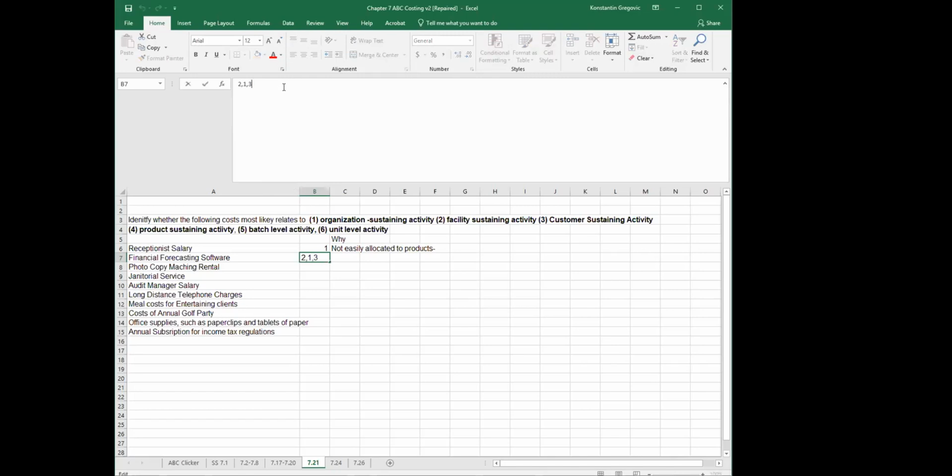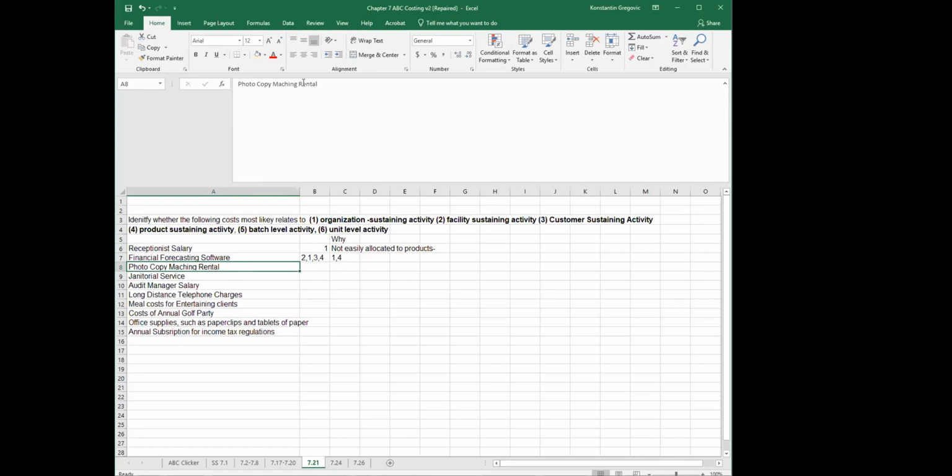You know what? It could also be a four. Maybe I'm estimating product sales as well. So as mentioned, depending on what the financial forecasting software is being used for, it could impact multiple activity levels. More than likely, this one's probably a one and possibly a four. You might be using financial forecasting to estimate product sales as well. And then if you're using an ERP system, it's across the organization. Let's try this one. Photocopy machine rental. I think I copied that wrong.